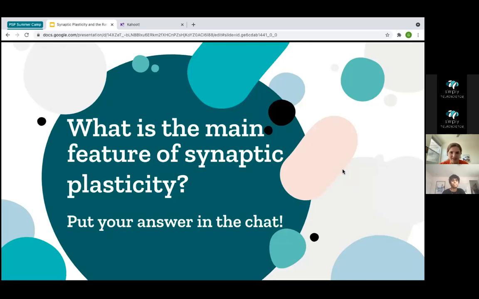Who can tell me? The main feature is the very first thing covered on the last slide. It has something to do with postsynaptic receptors. Let's see if anyone remembers.